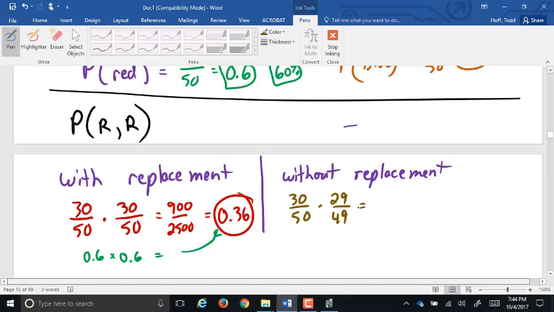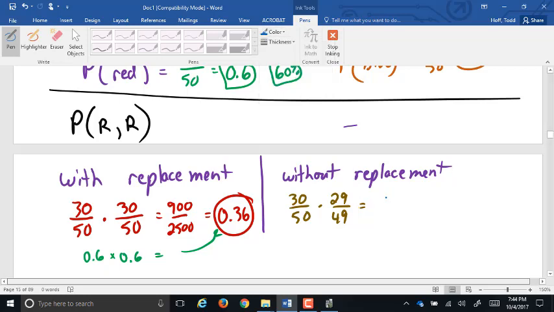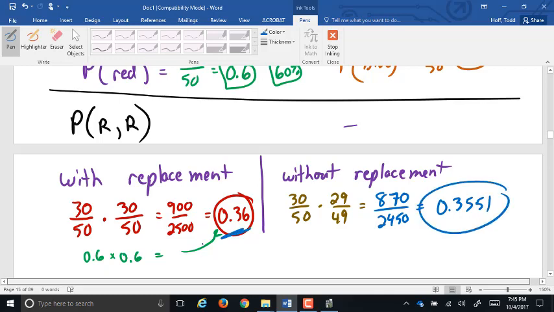Well, I always get asked, how do we know that the first one was red? Well, we don't. But if it was blue, did we even bother drawing the second one? No. So we're assuming the first one was red, or we would have stopped. We'd have been done. So this is 30 times 29, of course, is 870. 50 times 49 is 2450. That divides out to be 0.3551. Slightly less than what it was with replacement.